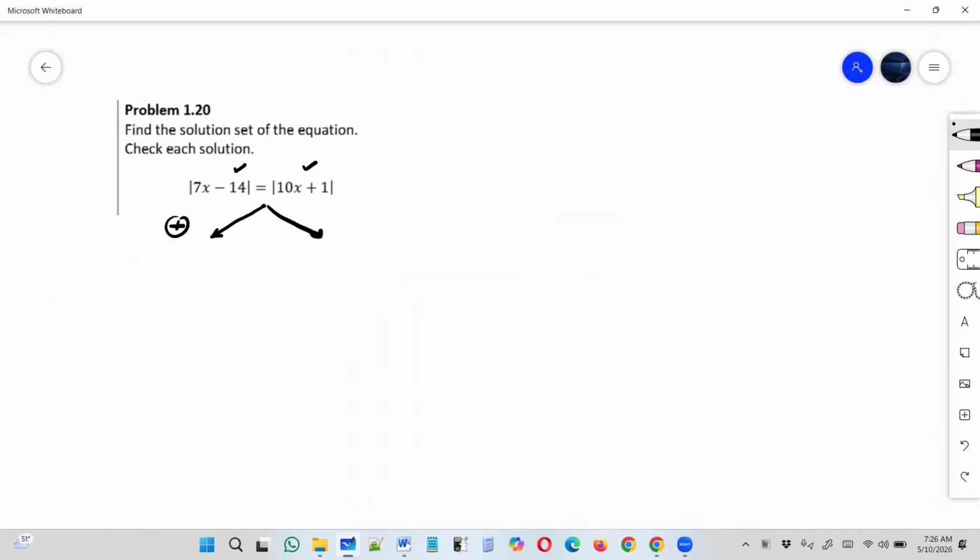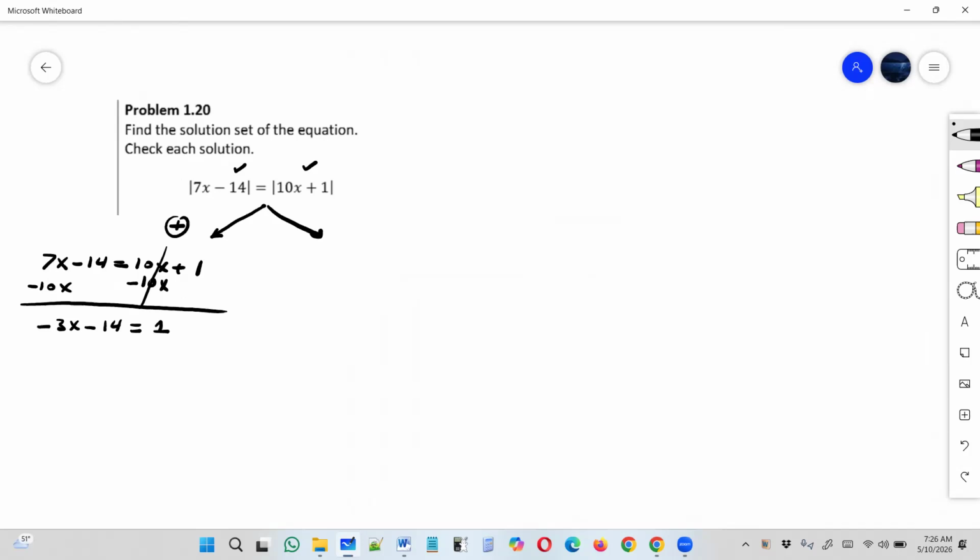So in this case, they are both already isolated. So the positive equation is just the equation without the absolute value sign. And we solve that. As you can see, it looks like a regular linear equation, which it is. So I am going to subtract 10x from both sides. And here they will cancel. I have negative 3x minus 14 equals 1.